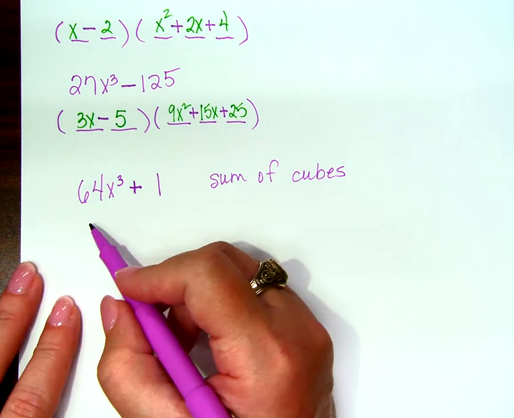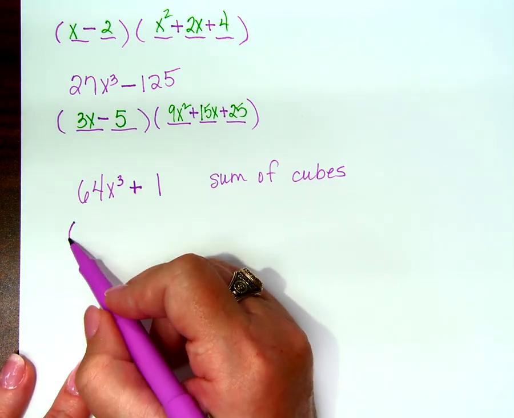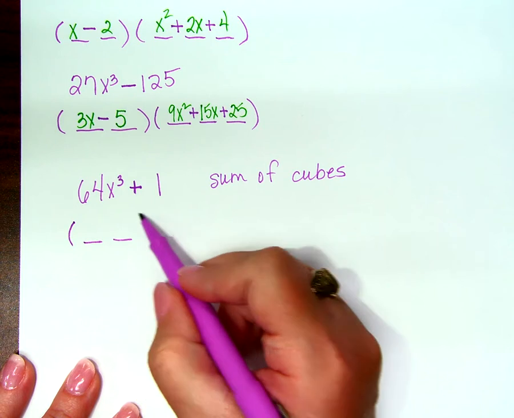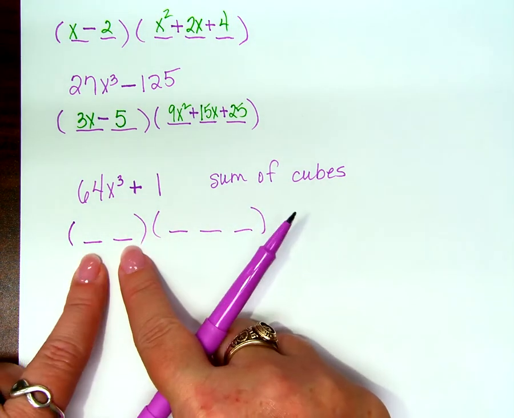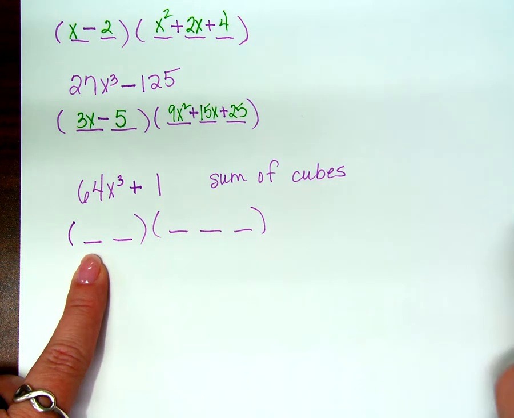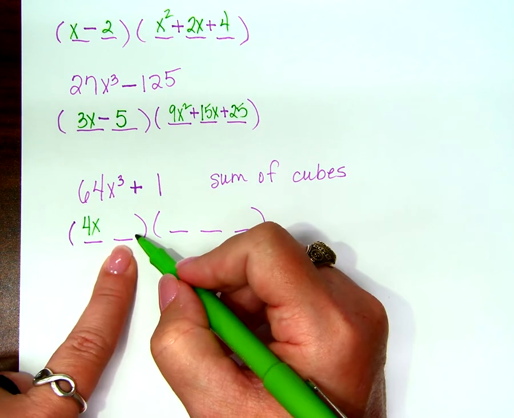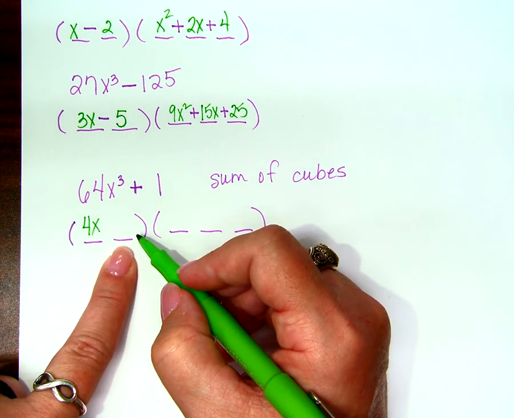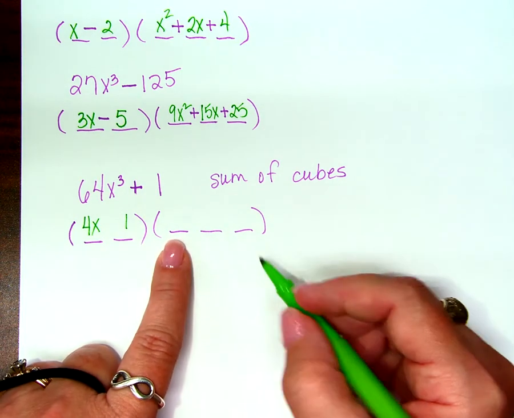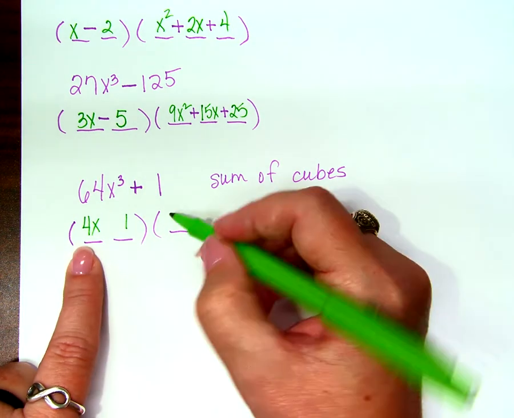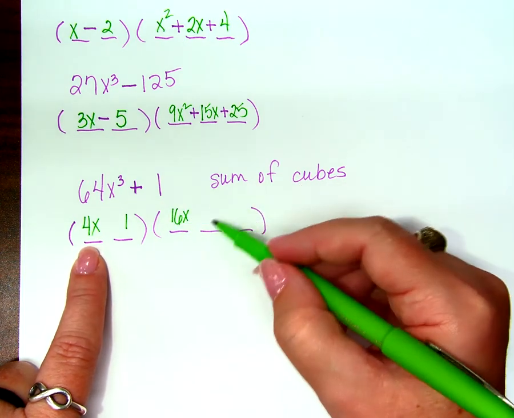If I've shown you patterns and you know the pattern for the sum of cubes, what do you get? A binomial and a trinomial. What goes in the binomial if I'm factoring the sum of cubes? Which is 4x. What goes in the second term of the binomial? Which is 1. Somebody else, how do I fill in the trinomial? Square the first one, which is 16x squared. Somebody else, tell me the middle term.